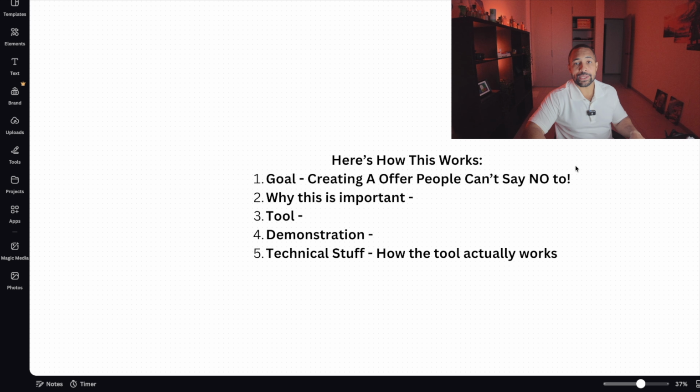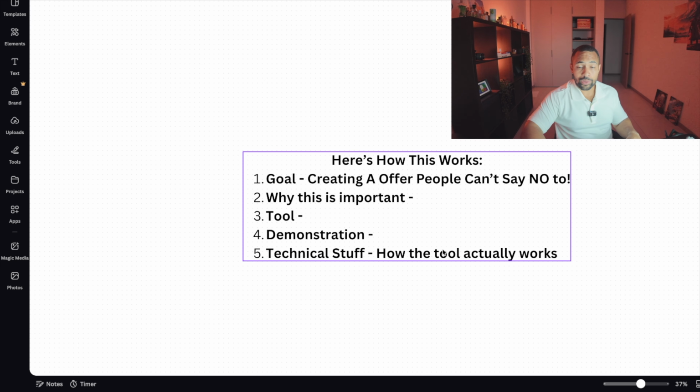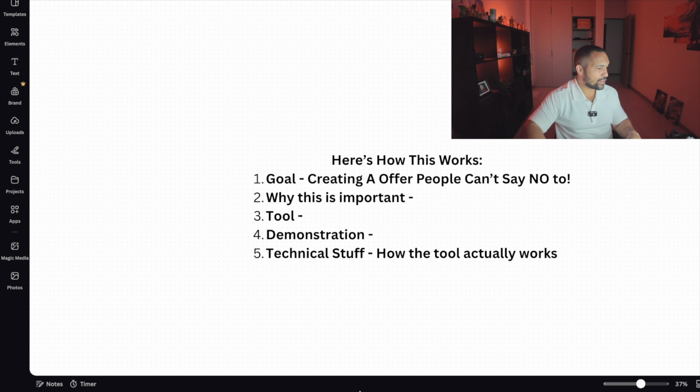So, what we're going to be doing is we are going to be creating your offer stack in this video, and we are going to be doing that using, once again, you guessed it, our handy dandy AI tool. So let's go ahead and get on into the demonstration portion of how the tool actually works.